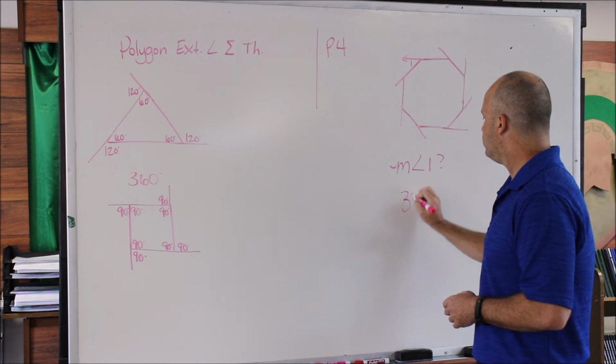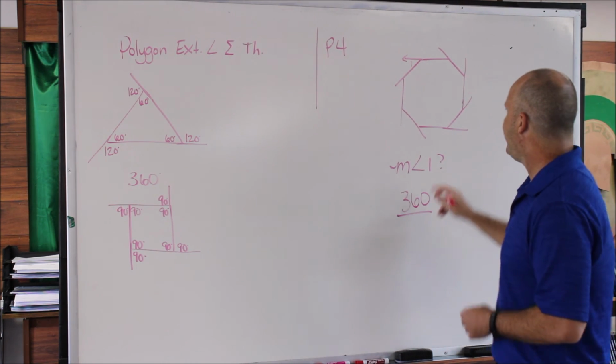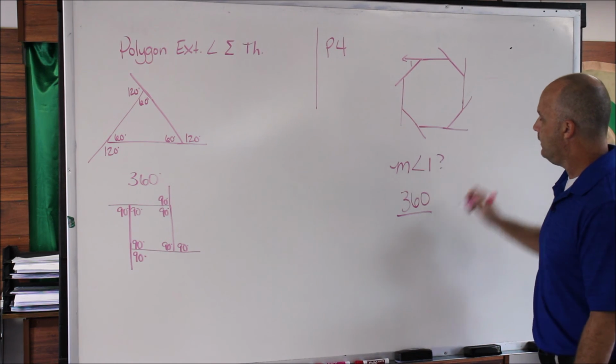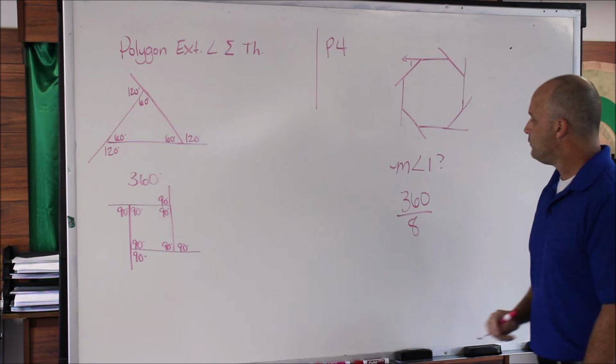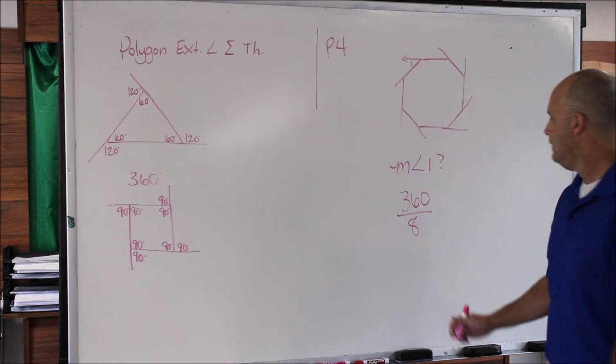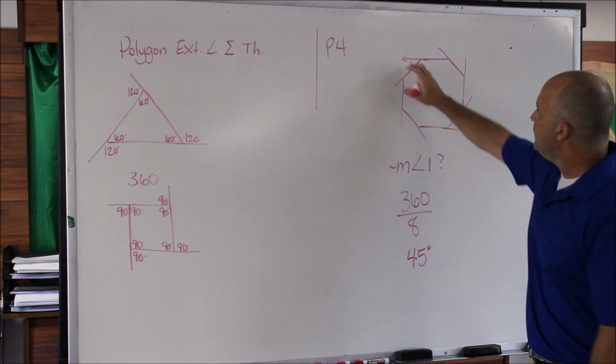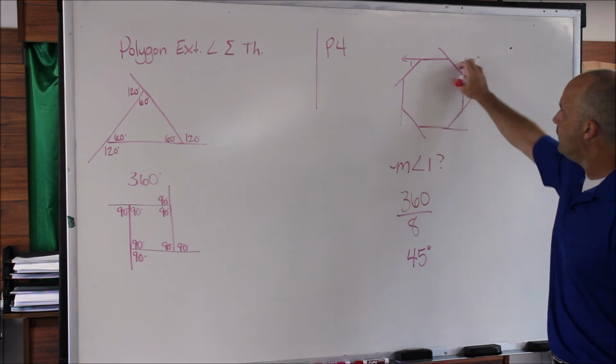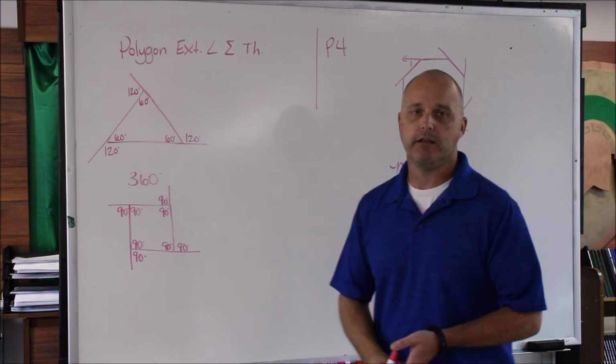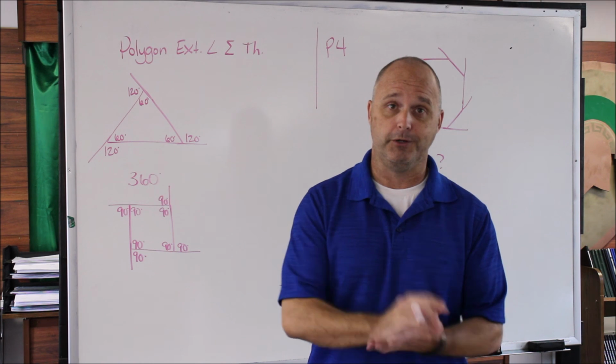So all we're going to do is go 360 divided by the number of angles, or the number of sides. So 360 divided by 8. 360 divided by 8 is going to give us 45 degrees. So every single one of these exterior angles in that regular polygon is going to be 45 degrees, including angle 1.